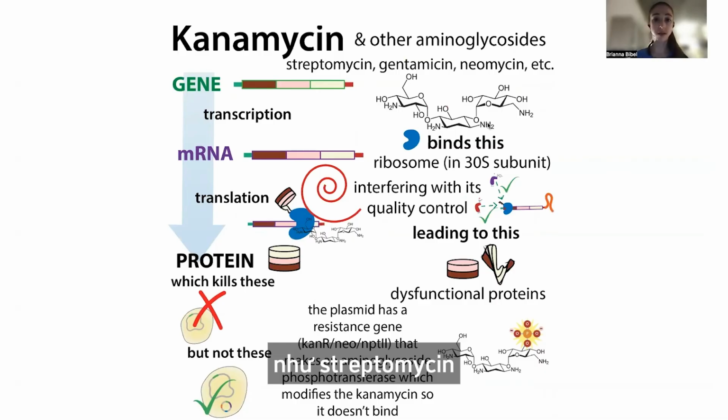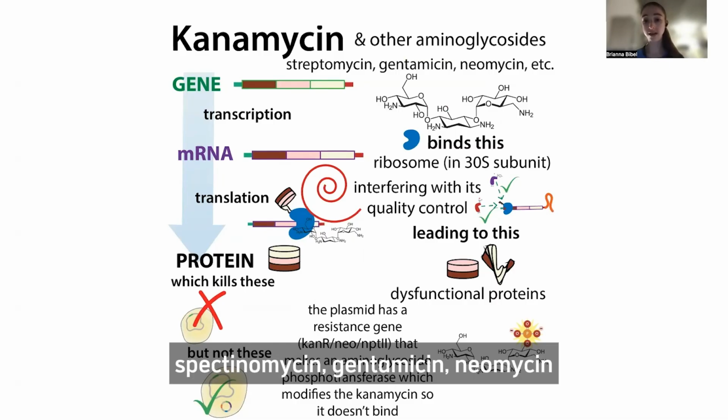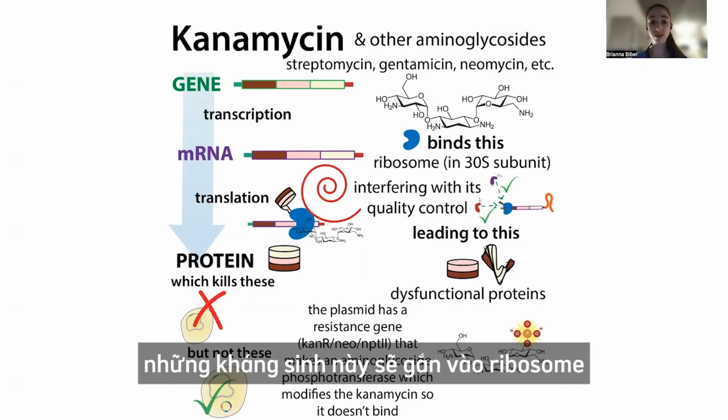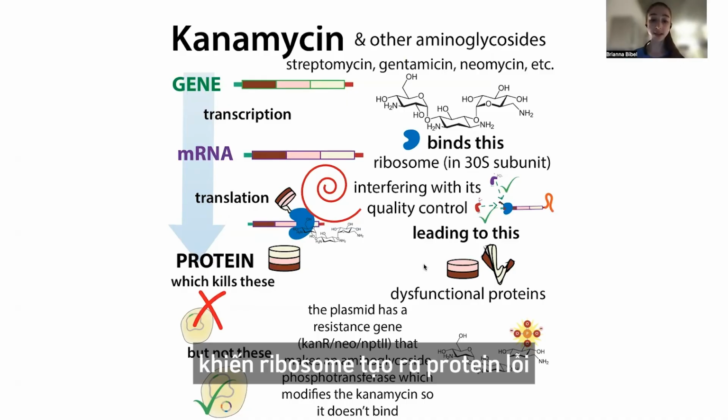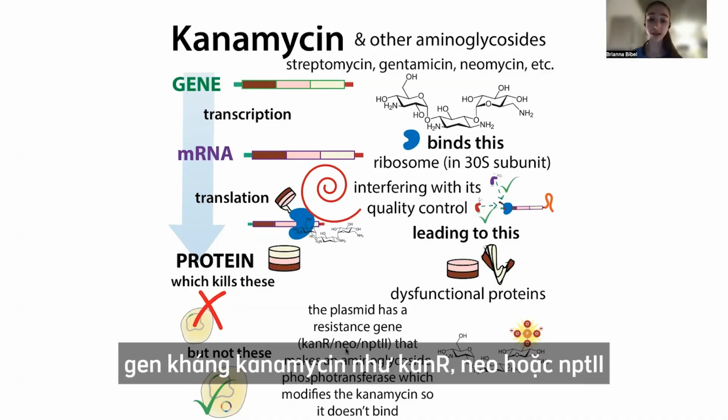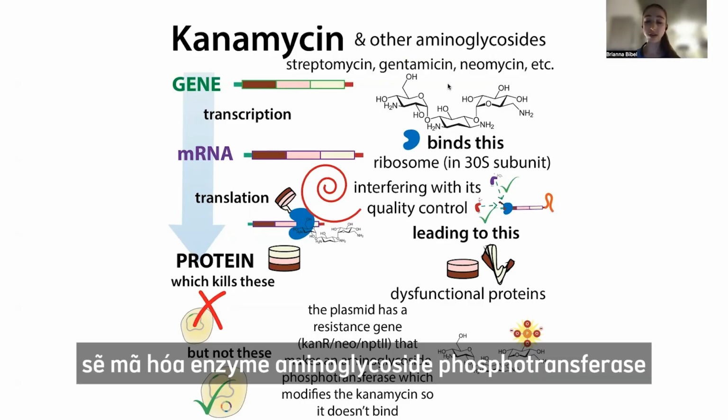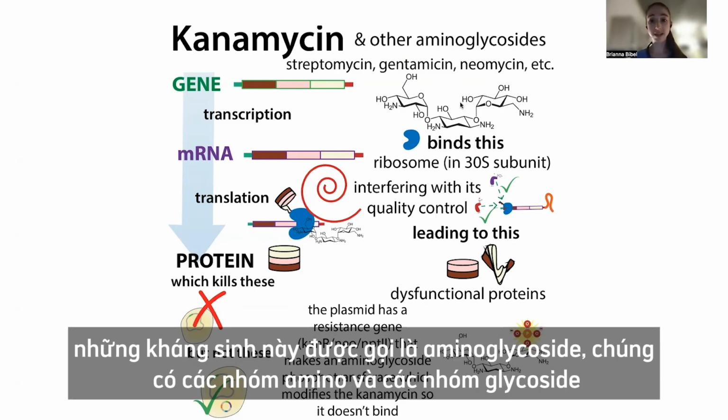The same goes for other aminoglycosides, things like streptomycin, spectinomycin, gentamicin, and neomycin. These bind to the ribosome and mess up its ability to proofread, leading the ribosome to make dysfunctional proteins. The kanamycin resistance gene, kanR, neo or NPTII, makes an aminoglycoside phosphotransferase. These drugs are called aminoglycosides because they have amino groups and glycosides, basically sugary things.